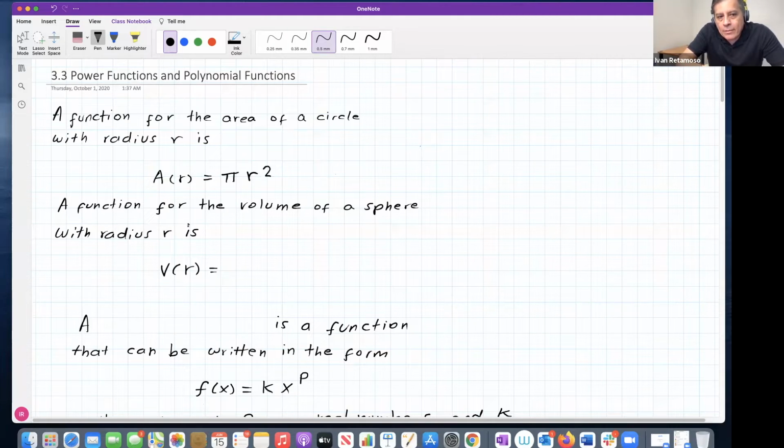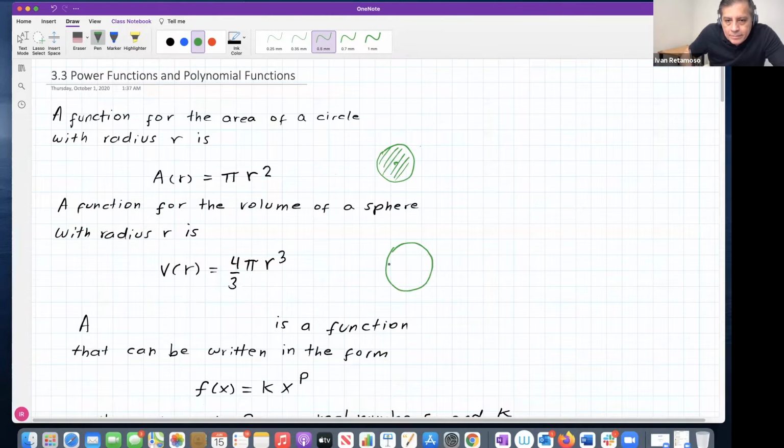Also, as a function, there is a function for the volume of a sphere, right? Just like this function measures the area of a circle, there is another function that measures the volume of a sphere, and that is given by this: 4/3 of pi multiplied by r raised to the third power, or r cubed, right? Measures the volume of a sphere.